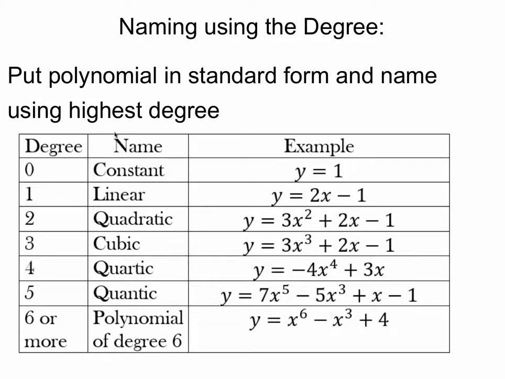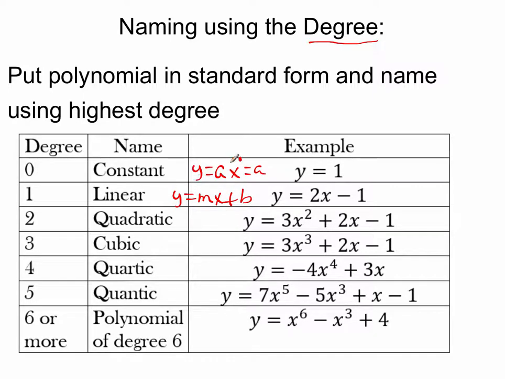There are a couple of ways to name polynomials. The first way is to use the degree. Now the degree refers to the highest power in your polynomial. So if the degree is 0, this would be like y equals a x to the 0 or just a. This is just a constant. If your highest power is 1, then that's a line. Many of you recognize y is mx plus b.